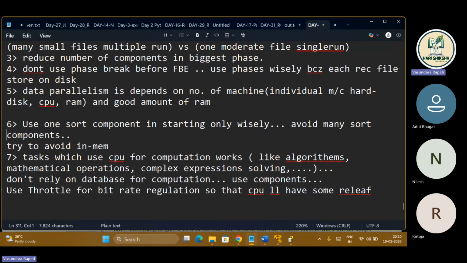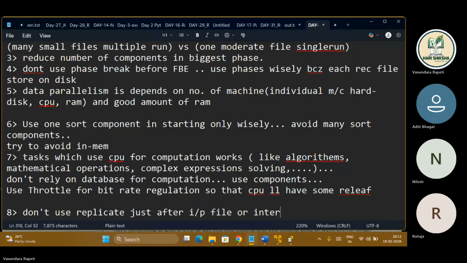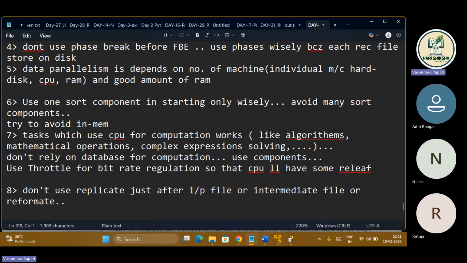Apart from this, are there any other performance tips? You can use basic tips like don't use replicate, right? Replicate, yeah, one important question left. What is the difference between replicate and broadcast? We will come to that. So don't use replicate unnecessarily, like replicate just after an input file or intermediate file or rip format. This is one thing.